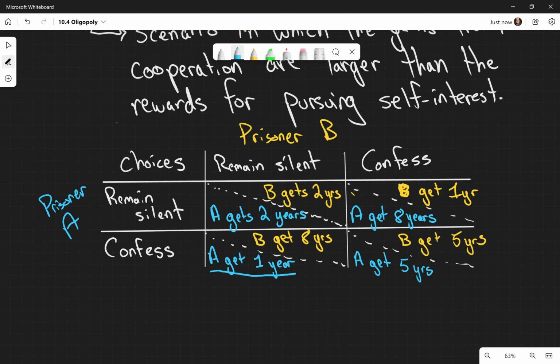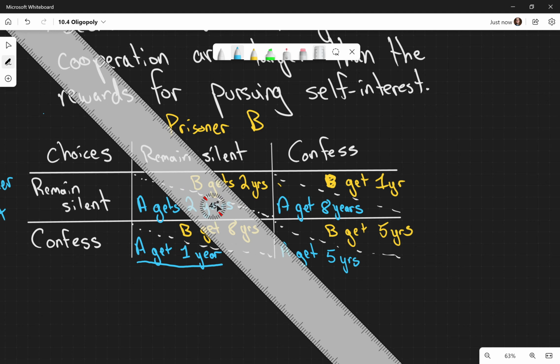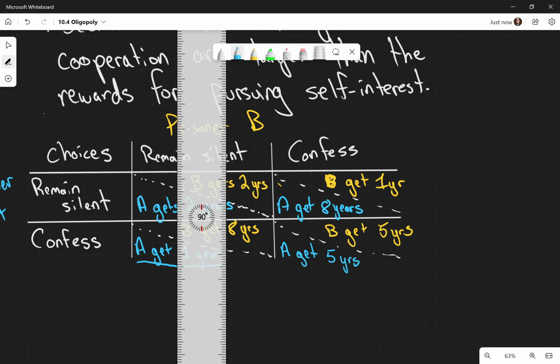And now the second half of it would be for us to cover up that middle part, right? And I'm trying to think of a way that I can do that. I guess this kind of works a little bit. So cover this up. We're not thinking about remaining silent at all, right? We're just thinking about confessing. What if prisoner B confesses?